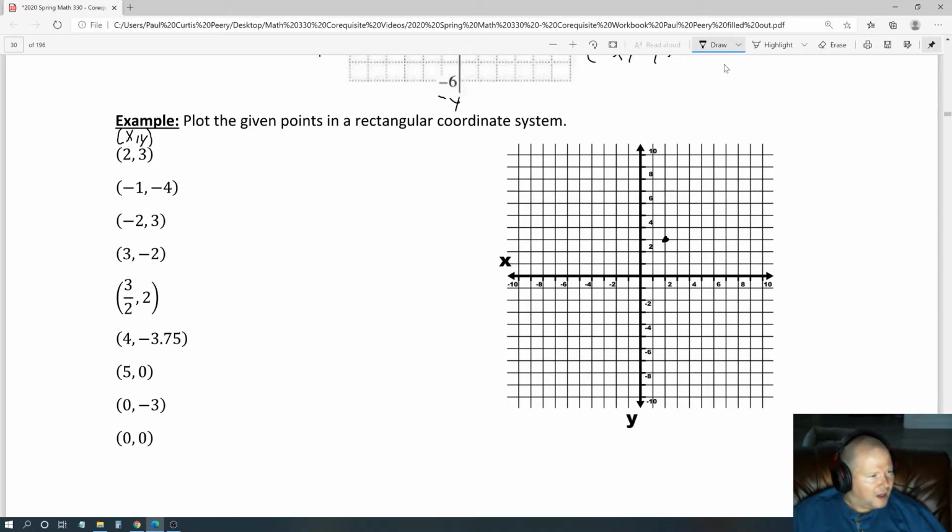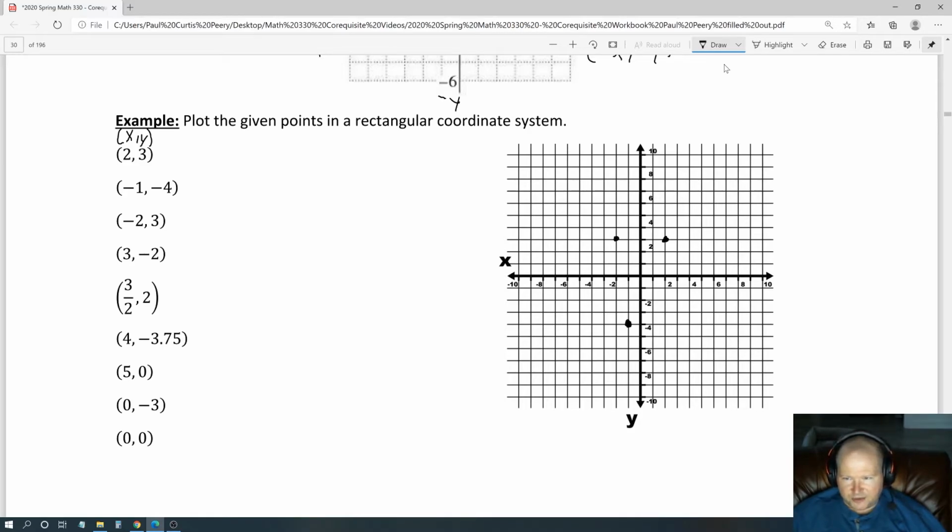Now, what about the point -1, -4? Well, for -1, we're going to go 1 to the left, and then for -4, we're going to go 4 down, and we plot the point right there. Then -2, 3: you're going to go 2 to the left, and then from there, you're going to go 3 up.